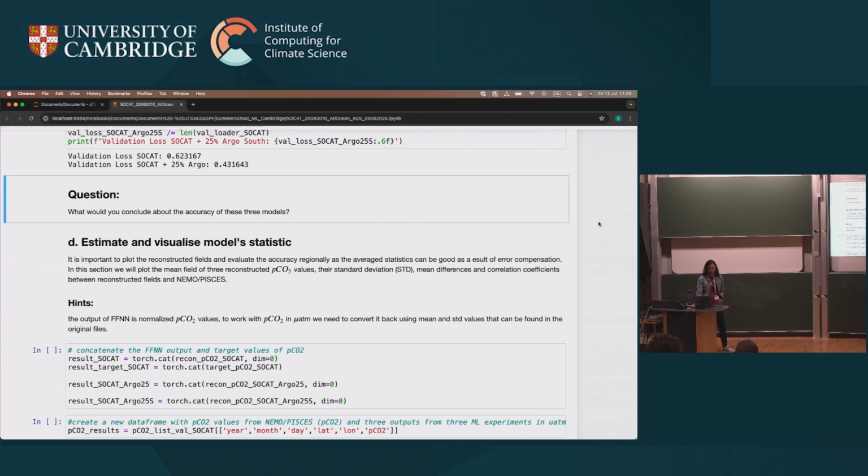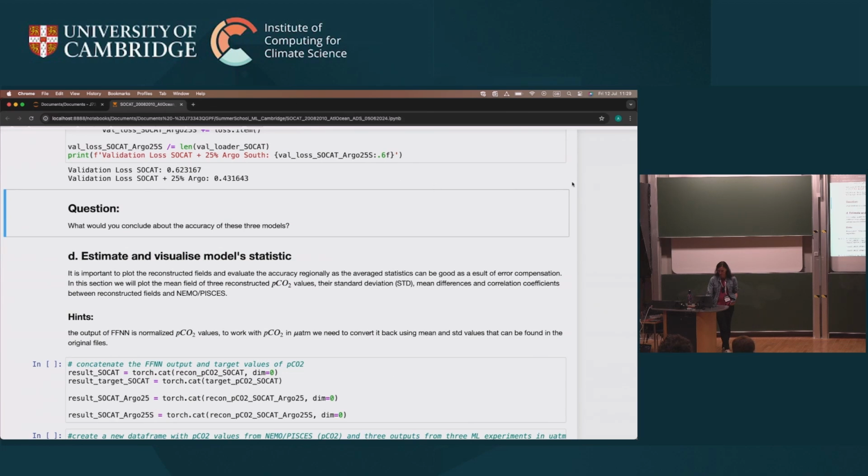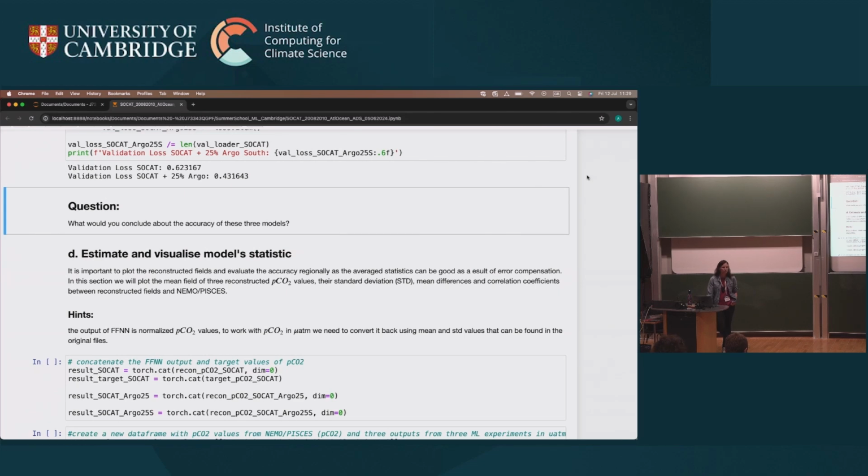So we will estimate and visualize the model statistics. First we will compare the mean between these three Februaries, from 2011, with the mean pCO2 value from the NEMO PISCES model. We will see the difference of this mean. We will see the RMS error, standard deviation, and correlation. Quite slow.